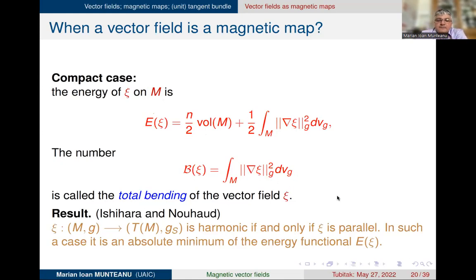And again, we have a very nice result of Ishihara and Ho, saying that psi is a harmonic map if and only if psi is parallel. Okay, so the same condition we found before, and this is strong. In this case, this part is 0, and it is an absolute minimum of the energy functional. So this part remains. Recall that harmonic maps means that, from the definition, we make the variation through all maps from M to Tm. Okay, all maps, not only vector fields.